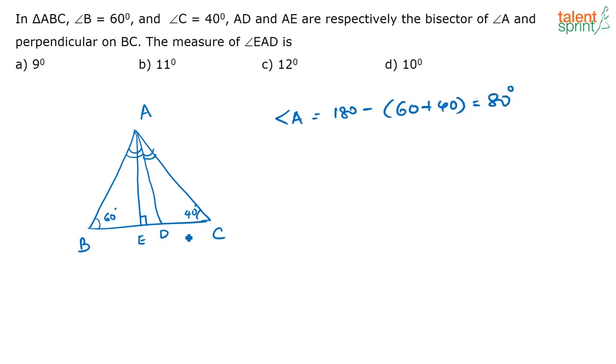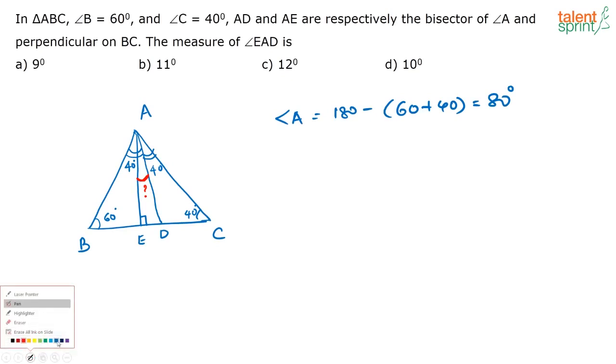So if angle A is equal to 80 degrees, then what is AD doing? It is dividing A into two equal halves, correct? So this is 40 degrees and this is also 40 degrees. So that much you know. Now the question is, you have to find what is this angle, correct? You have to find what is angle EAD. This is what we have to find. Now how do you find that?